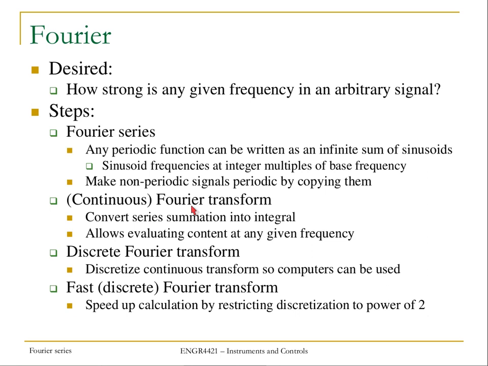And if we have a non-periodic signal, we can copy it to make it periodic. So the Fourier transform is what we use to go from a continuous signal, this arbitrary signal, into a series of sinusoids. It'll convert the Fourier series summation into an integral. And this is what allows us to evaluate the content at any given frequency. However, it's not very useful whenever we have discrete data, and so we'll finish up the video by looking at the discrete Fourier transform.